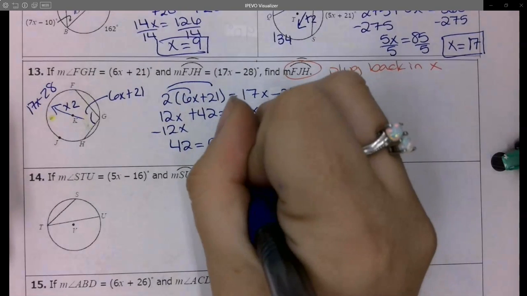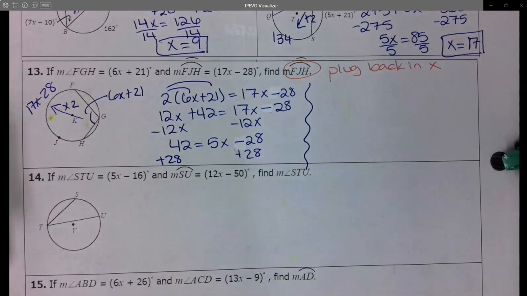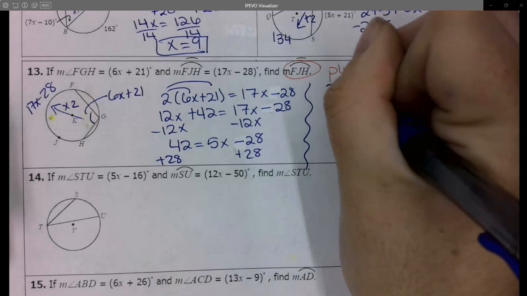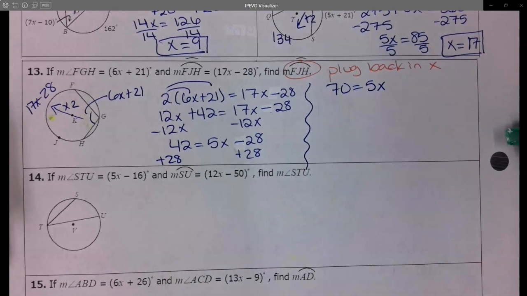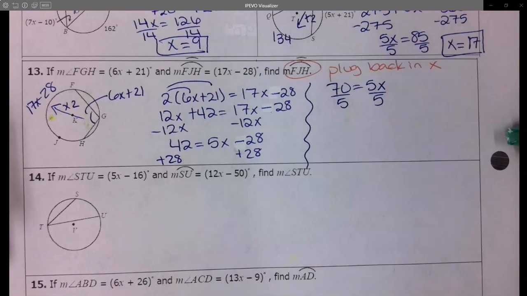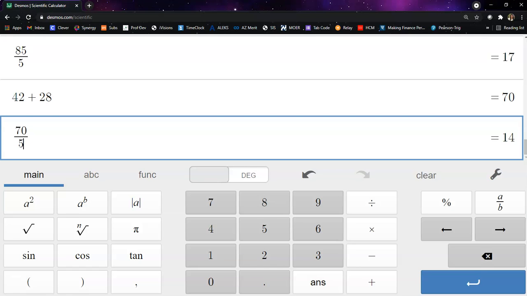So then I want to add the 28 to both sides. 42 plus 28 is 70. It still equals the 5x. Then I want to go ahead and divide both sides by 5, which gets me 14.